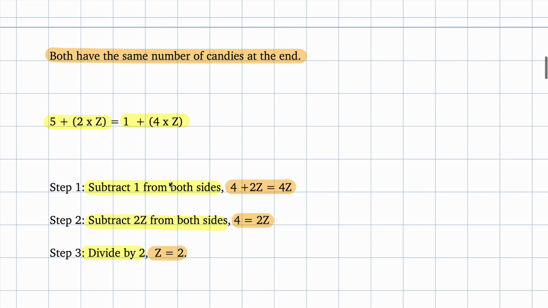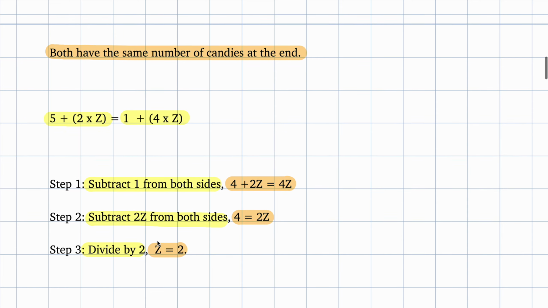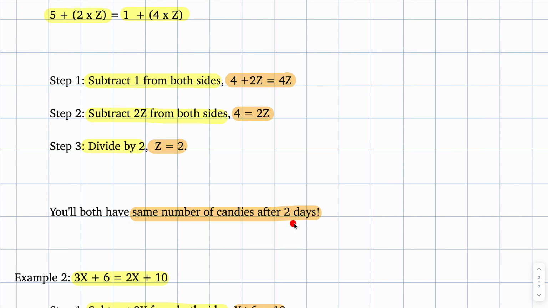The first step is to subtract 1 from both sides, which gives us 4 + 2z = 4z. Then we take 2z away from each side to get the z's on one side and the numbers on the other side, and that gives us 4 = 2z, and then finally we divide by 2, which gives us a value z = 2. After 2 days, you and your friend will have the same number of candies.